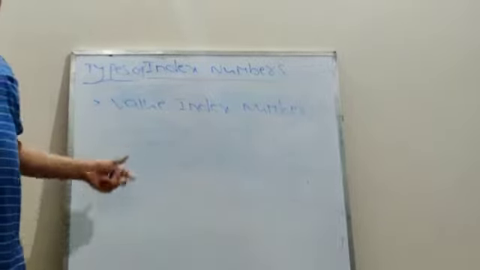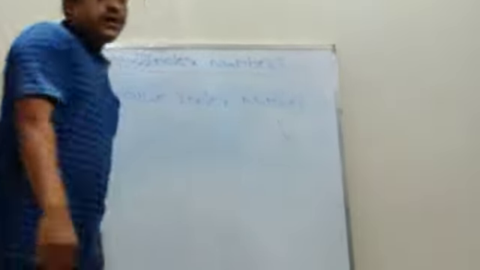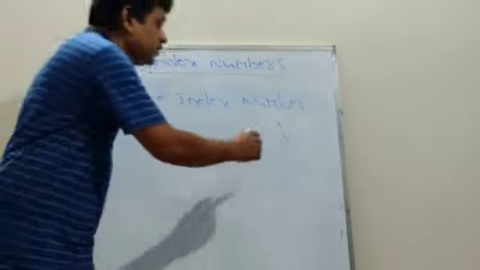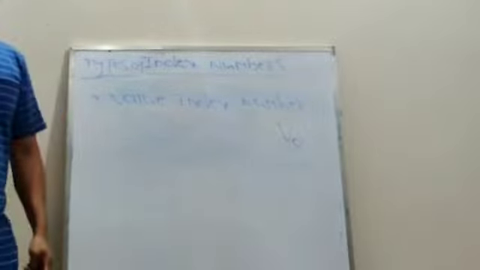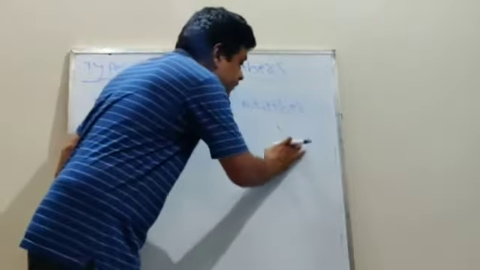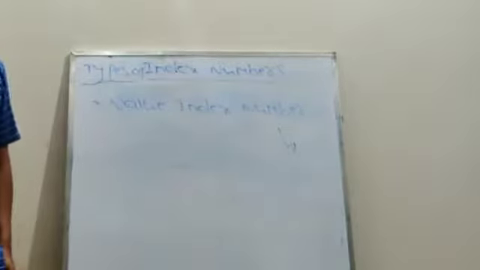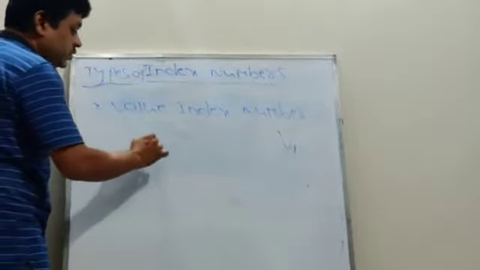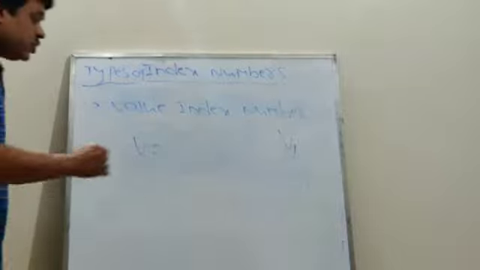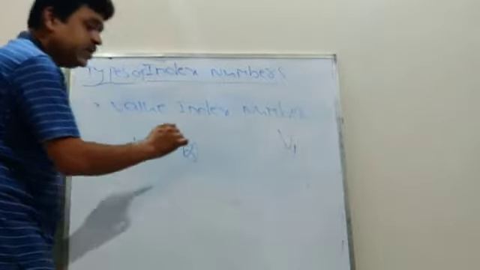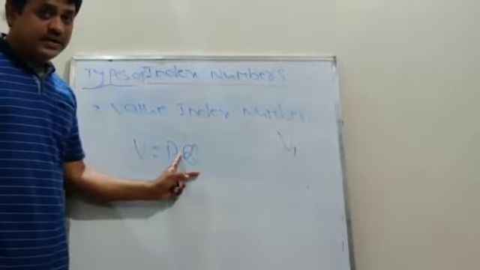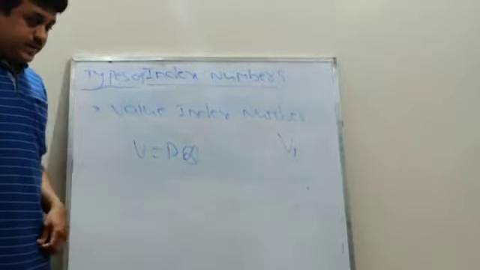Value index number, I have already told you. This value index number is usually denoted by the letter V. If you consider the base year, we have to take V0. If you consider the current year, we have to take V1. This value index number is the multiplication of the price index number as well as the quantity index number.